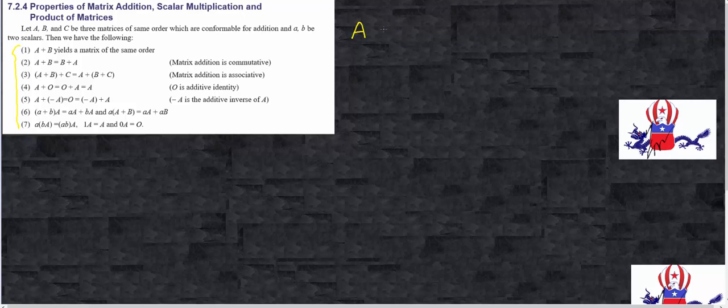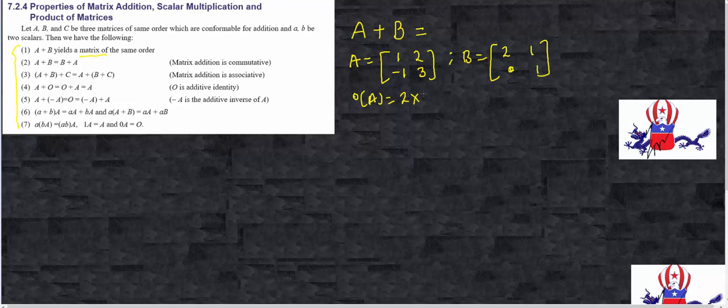If A and B are two matrices, then if you add A and B together, and that addition is only possible if they are of the same order, the outcome of this addition will also yield a matrix of the same order. The best way to understand is by an illustration. Let me assume that A is a 2 by 2 matrix with elements 1, 2, -1 and 3, and B is also a 2 by 2 matrix. Remember, to add two matrices, they should be of the same order. B has 2, 1, 0, 1. Clearly the order of A is 2 by 2 and the order of B is also 2 by 2.